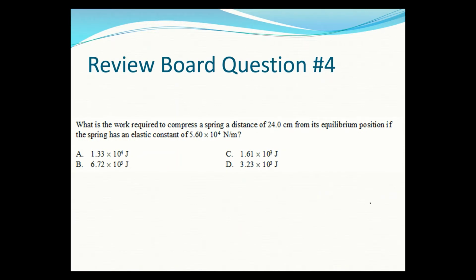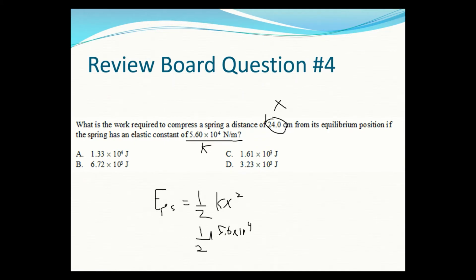Okay, and the last one: the work required to compress a spring a distance of 24 centimeters from its equilibrium position if it has an elastic constant of 5.6 times 10 to the 4. So that's our spring constant, that's our x. So we have to use our spring potential energy formula, 1/2 kx squared. So 1/2 times our spring constant, 5.6 times 10 to the 4 newtons per meter, and then 24 centimeters, so 24 times 10 to the negative 2 meters, or 0.24 meters. Either one's fine, so whatever one you want to use.